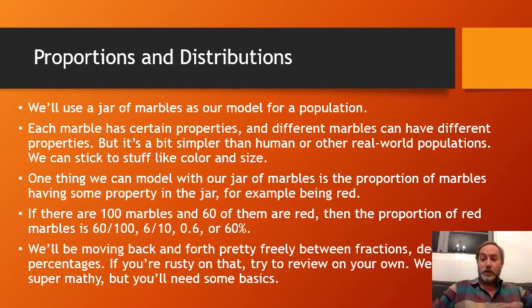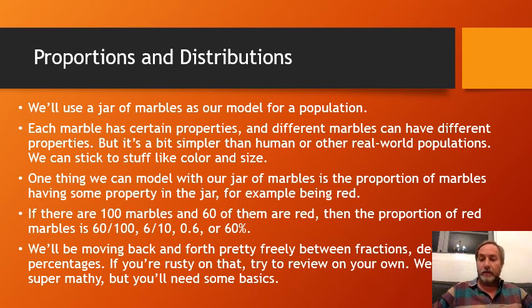So let's use a jar of marbles as our model for a population. Each marble is going to have certain properties, and different marbles can have different properties. It's a bit simpler than a human or other real world populations, and we'll keep it pretty simple. With the marbles, we'll stick to things like color and size. One thing we can model with our jar of marbles is the proportion of marbles that have some property.